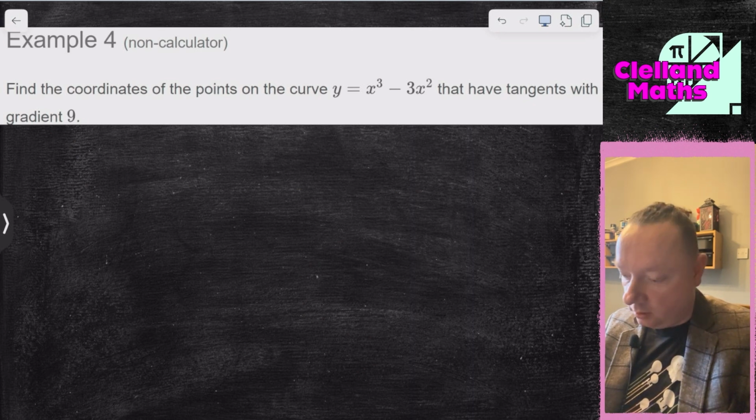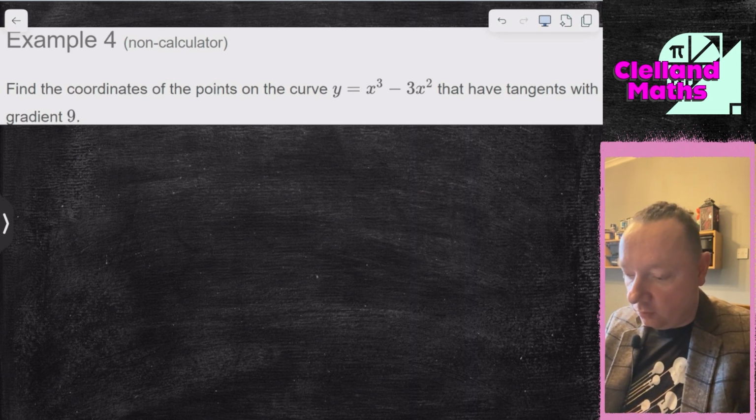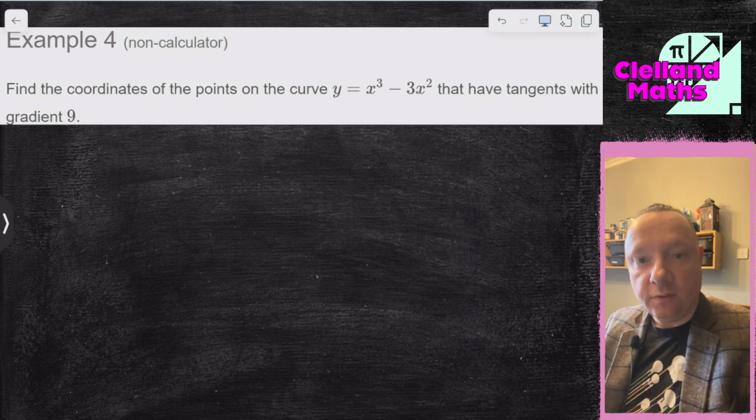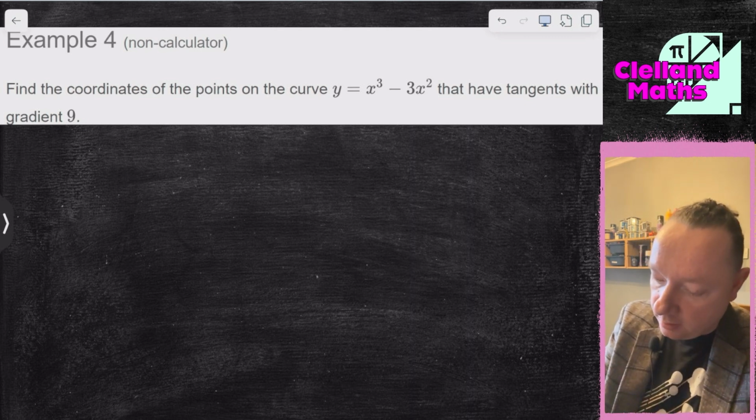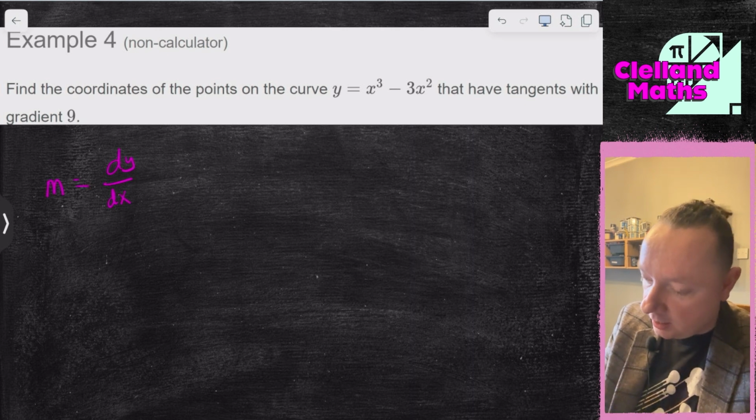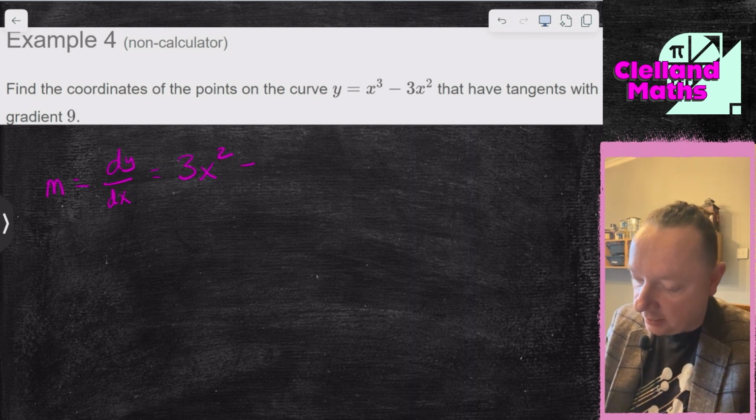Example 4 says, find the coordinates of the points on the curve y equals x cubed minus 3x squared that have tangents with the gradient of 9. So if it's got a gradient of 9, the tangent, dy by dx equals 9. See what we're doing there? So dy by dx, which is the gradient, of course, equals, take 1 down, 3x squared minus 1. 2 3s is 6. Take away 1 from the power to get 1. And we're saying that equals 9.